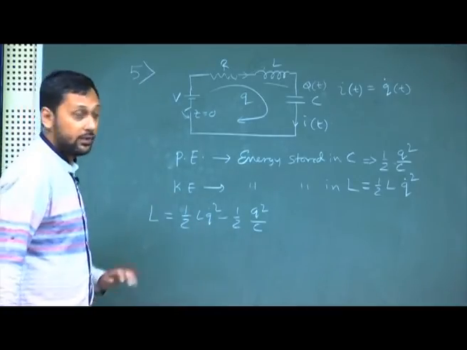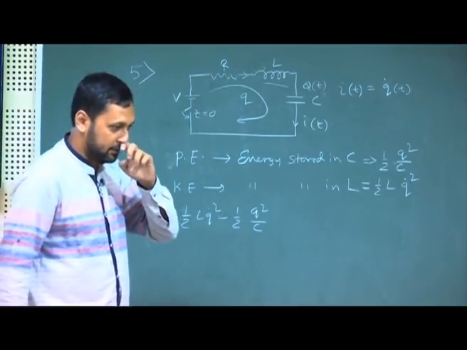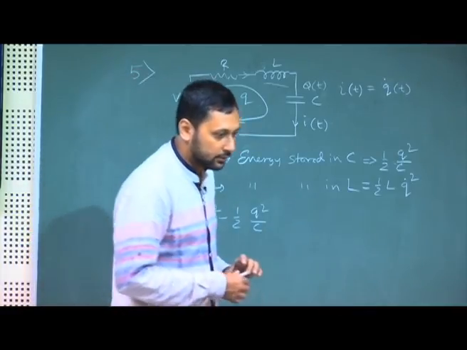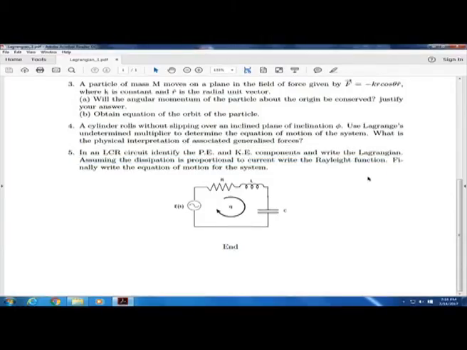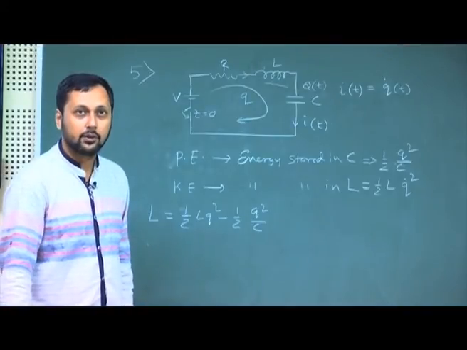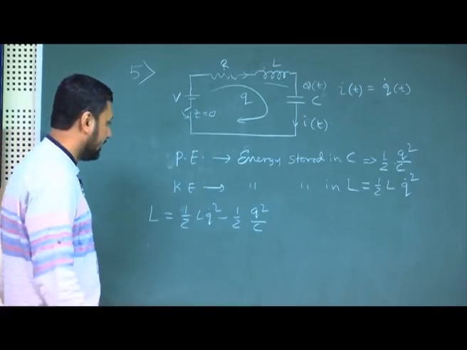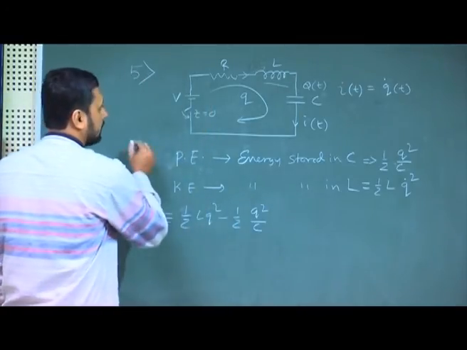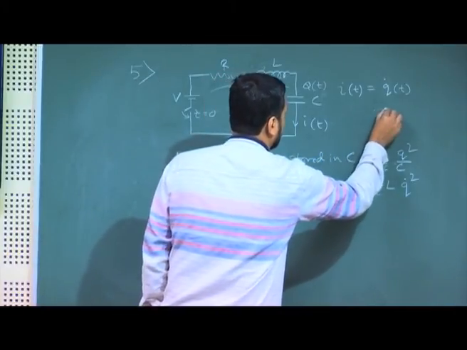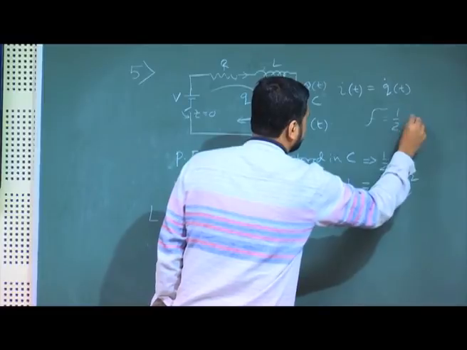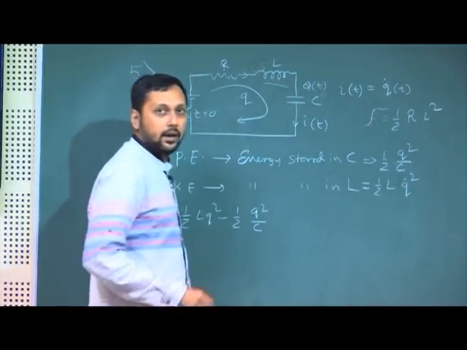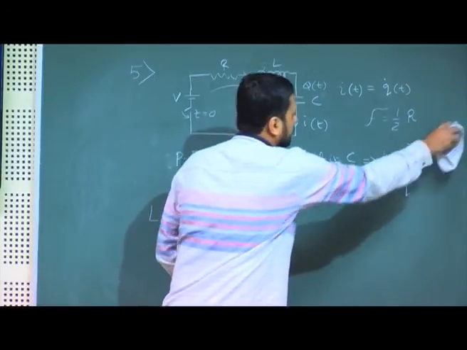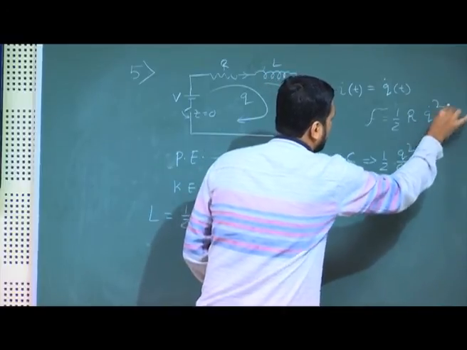But that is not all, we have a Rayleigh function, and there is a hint given that, assuming that the dissipation is proportional to the current, write a Rayleigh function. So, the dissipation being proportional to current means it is like velocity dependent viscous damping. So, we might as well write the Rayleigh function as F equal to half R I square, and I is nothing but Q dot. So, it is half R Q dot square.